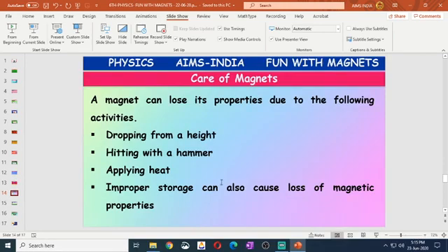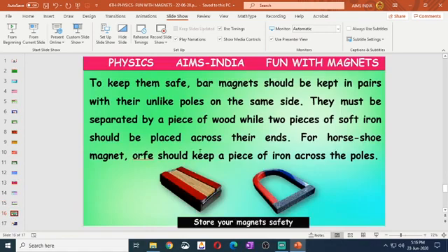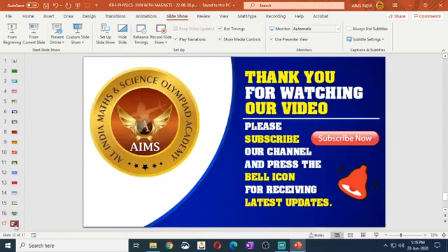The magnet will lose its property because of dropping, hitting, applying heat and improper storage. So because of these things, we have to take care. How to take care? For a bar magnet, in the middle we have to keep a wooden piece, and across the ends we have to keep soft iron pieces. For a horseshoe magnet, we have to keep an iron piece across the poles. In this way we can store the magnets and take care of them.